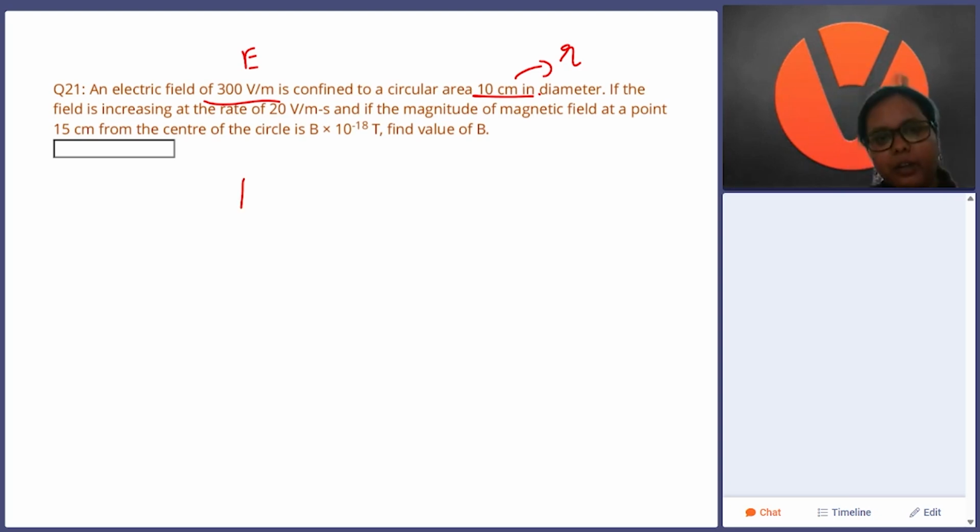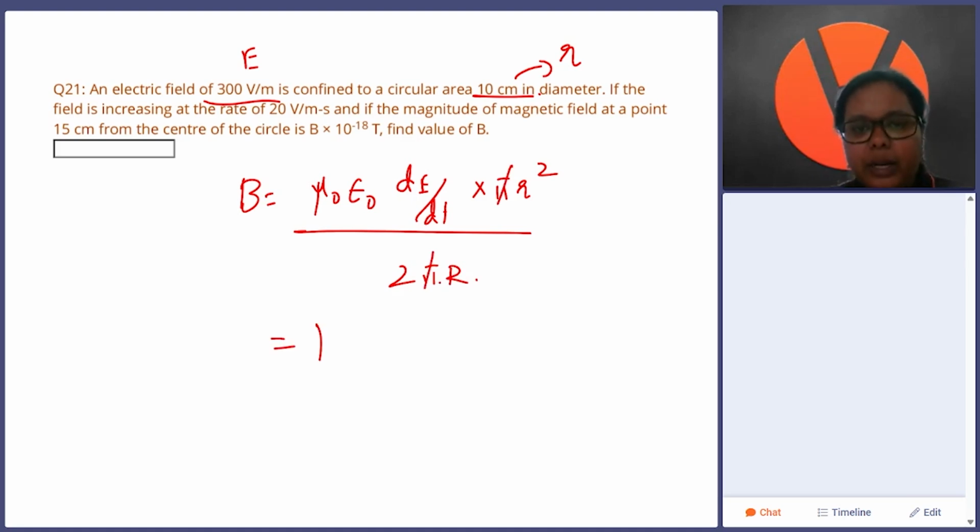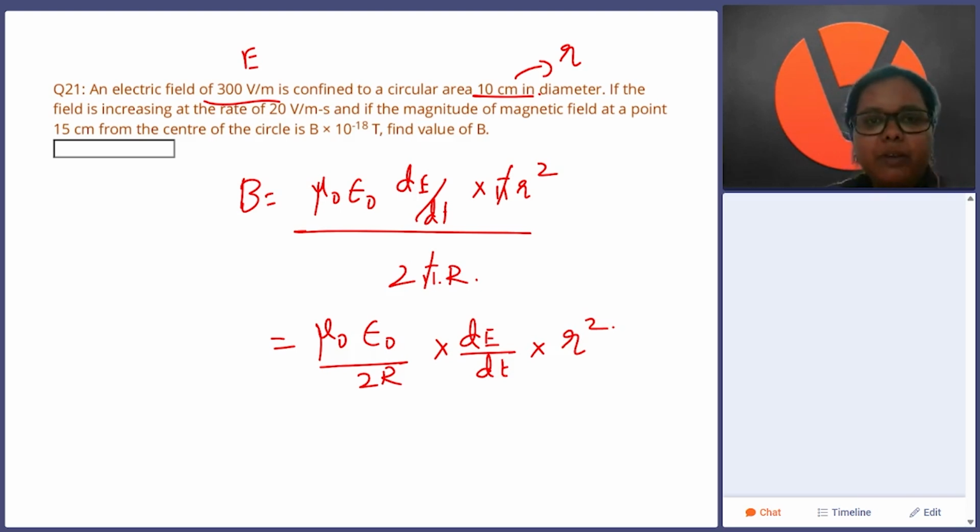So what is the formula? We know B is equal to mu naught epsilon naught dE by dt into area pi r square divided by 2 pi r. So pi and pi will get cancelled. So what you can write here is mu naught epsilon naught divided by 2r into dE by dt into r square. If you substitute the given values over here, you will get the final answer as 2.